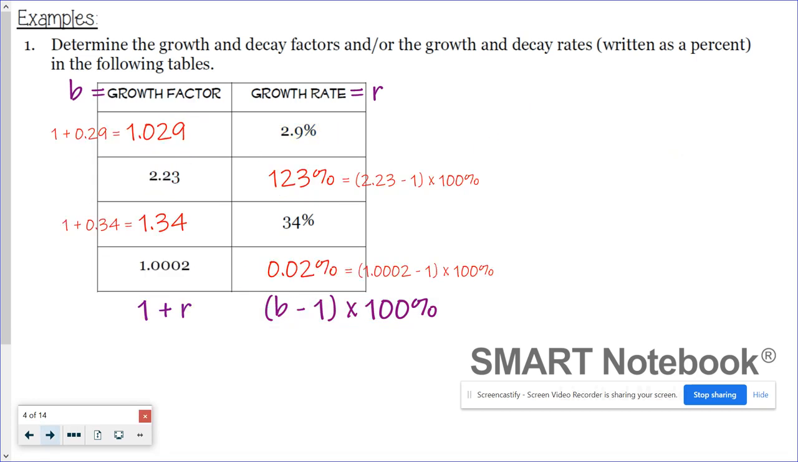So how did you do? For 34%, you should have gotten a growth factor of 1.34. And for 1.0002, you should have gotten a growth rate of 0.02%.